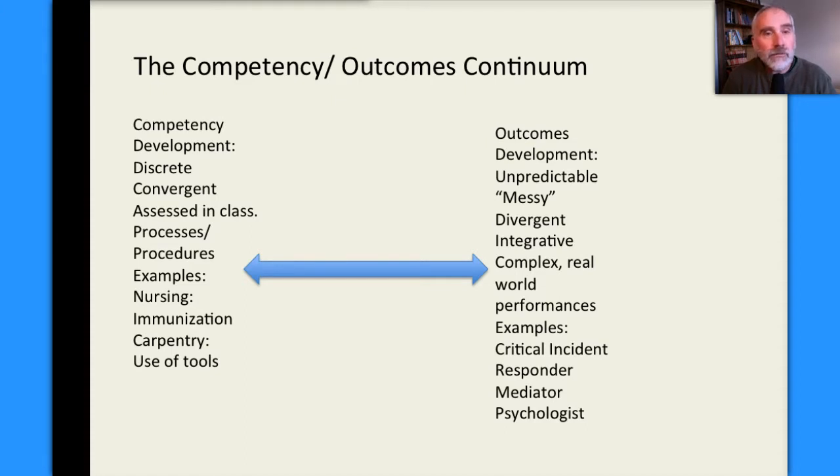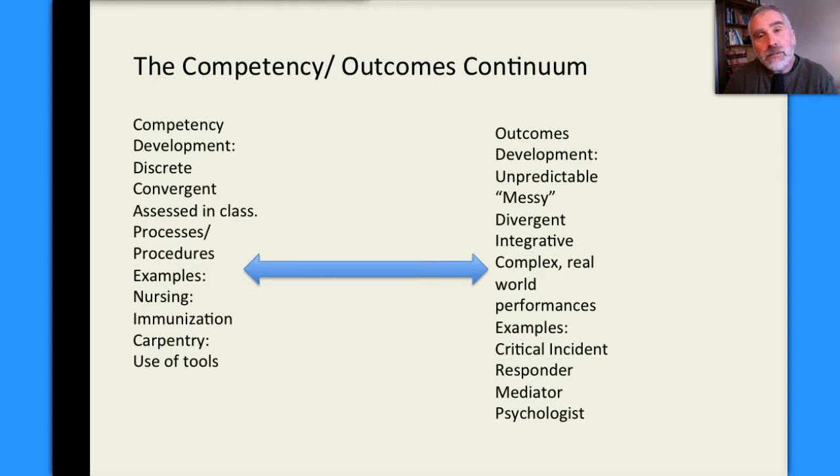So if we look at this, we can see on the left-hand side, competency development has to do with developing individual discrete competencies in class and assessed in class. It's best with procedures or processes. And some examples that you see there are nursing, giving immunizations. For example, we maybe start with injecting tangerines or oranges, so we get the process of immunizing down, and eventually we get up to immunizing humans.